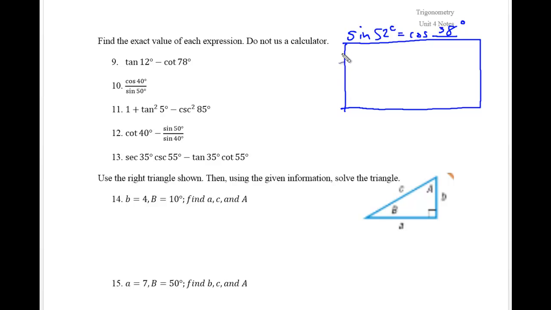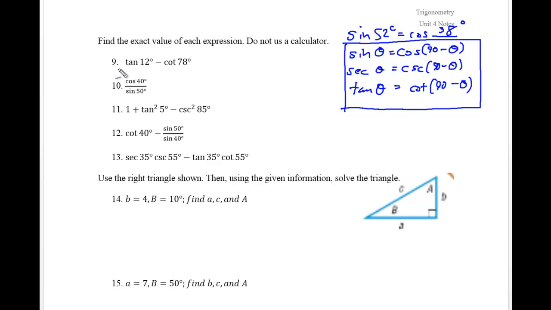And that was explained a little bit in the previous video, but now we're actually going to use these expressions here, that the sine of theta is equal to the cosine of 90 minus theta. The secant of theta is equal to the cosecant of 90 minus theta. And then finally, the tangent of theta is equal to the cotangent of 90 minus theta.